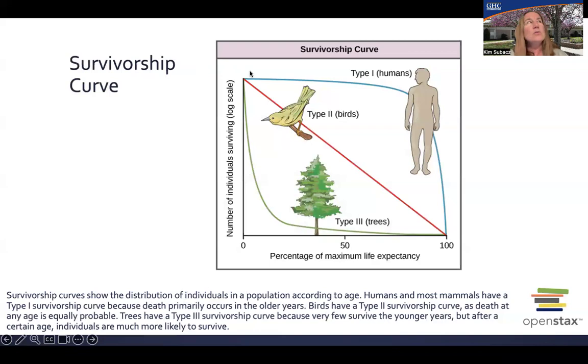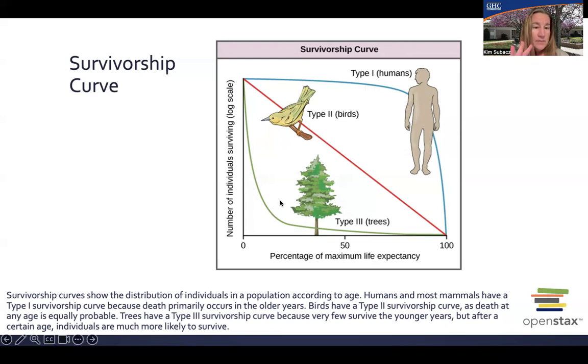With people, traditionally, with modern medicine and agriculture and all that good stuff, people are going to make it to old age. Then you can see the blue line tapers off and goes down. So we are type 1. We typically make it to adulthood, and then old age. Hopefully, we make it to a ripe old age.